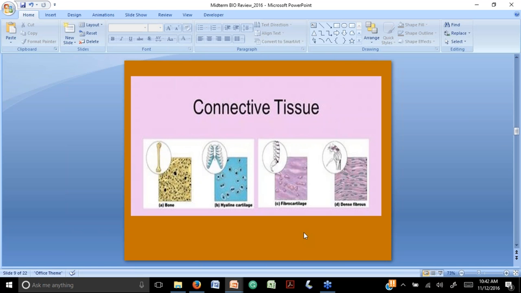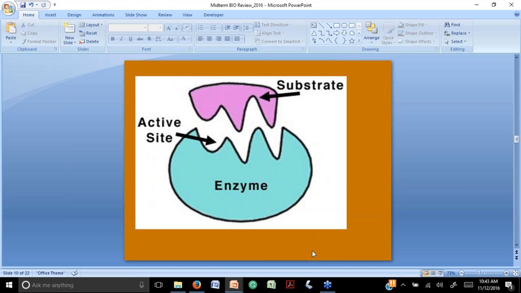Classification of tissues is another topic that is going to be asked in this midterm, and not only connective tissue, but muscular tissue. So you must remember that muscle tissue has three types of muscles, right? The voluntary or skeletal muscle, the smooth muscle, and the cardiac muscle. All three are different types of muscles.